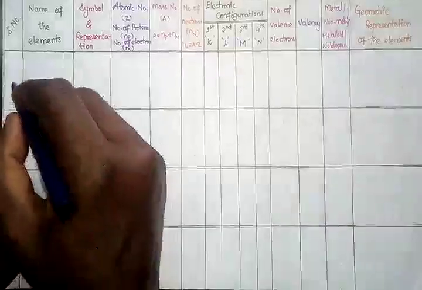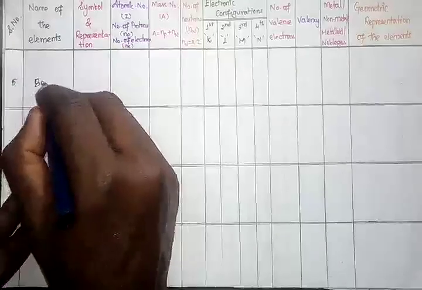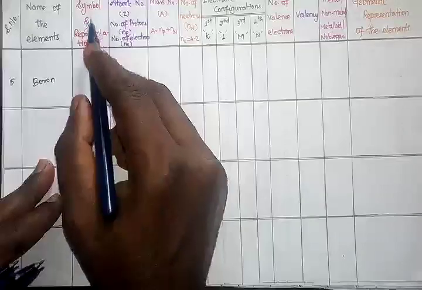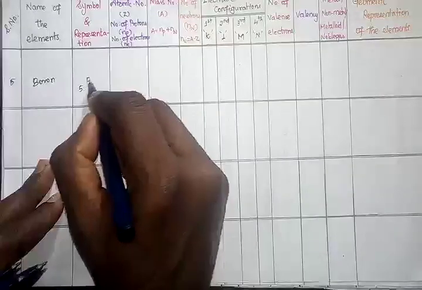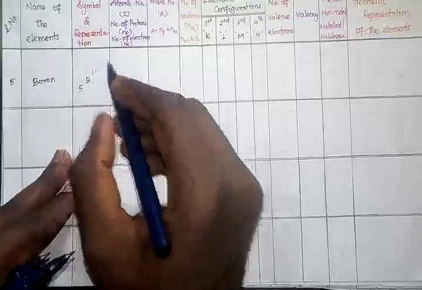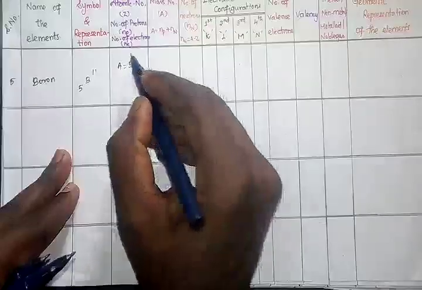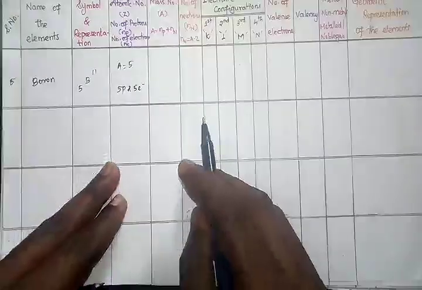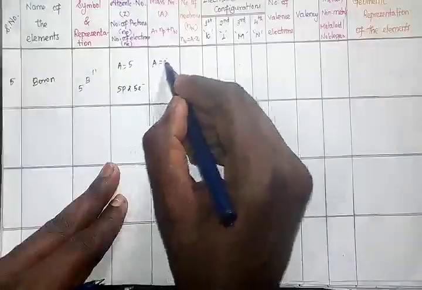So this one, the fifth element, is boron. The symbol and representation is 5B11. The atomic number is 5, which indicates 5 protons and 5 electrons. The mass number A is 11.